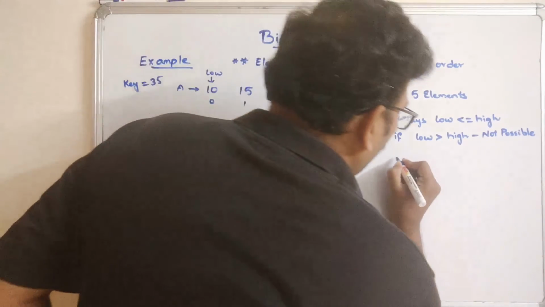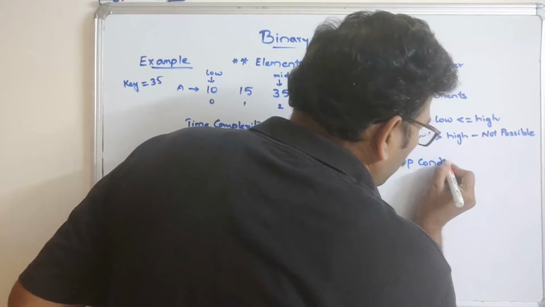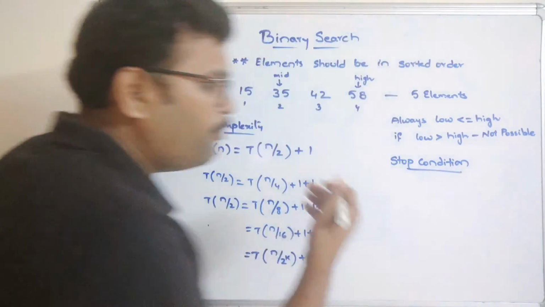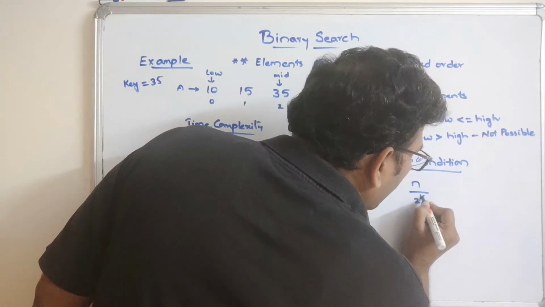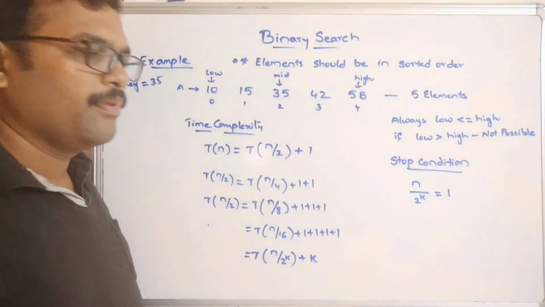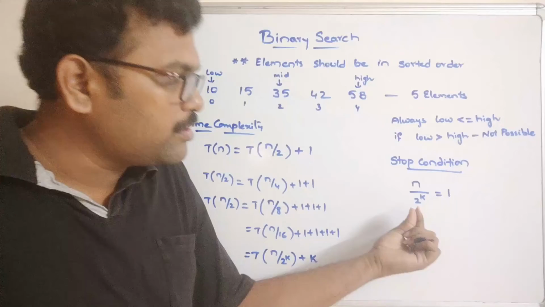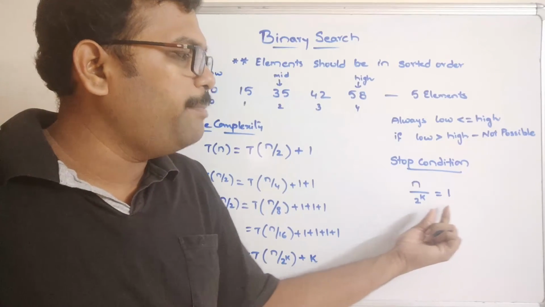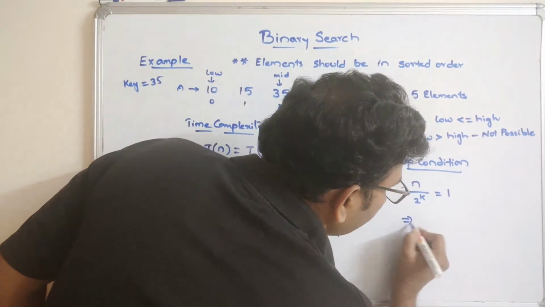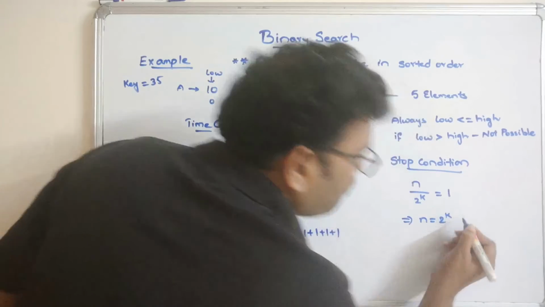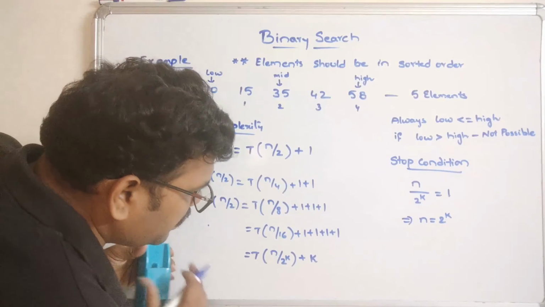Now, when we have to stop is also most important here, the stop condition. So when are we going to stop this division? When n by 2 power k is equal to 1 element. We keep on repeatedly dividing the complete list, and we stop whenever n divided by 2 power k becomes 1 element. So from this equation we can say n is equal to 2 power k. So substitute the same thing here.